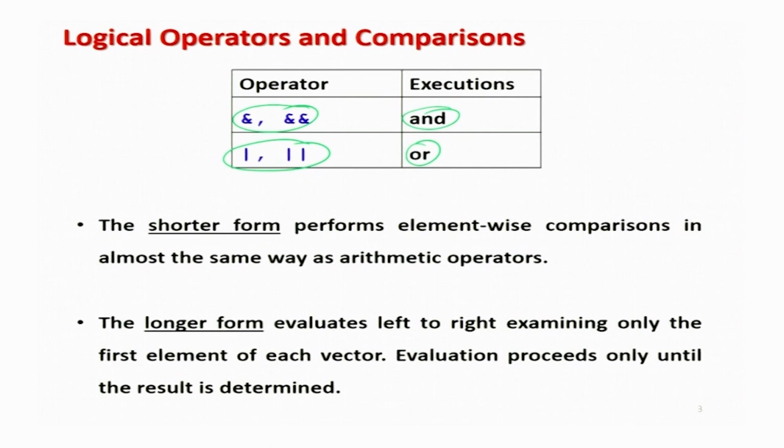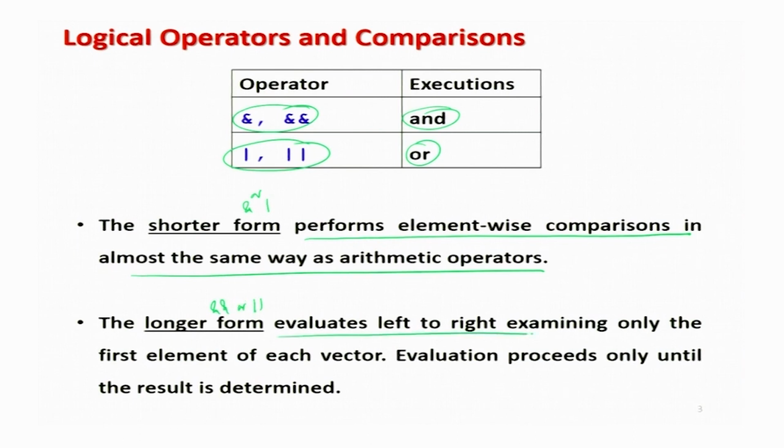At this moment, I will simply try to make the statement, and later on toward the end of this lecture, I will try to show you with some examples, and then these statements will become clear. So, this shorter form, that means you are using only one symbol, this or this, performs the element-wise comparison in almost the same way as arithmetic operators, whereas the longer form, that means two symbols like this or this, they evaluate left to right, examining only the first element of each vector, and evaluation proceeds only until the result is determined.